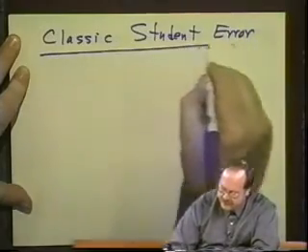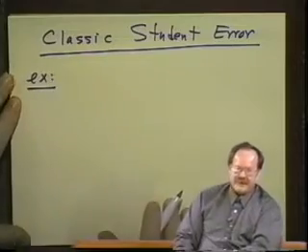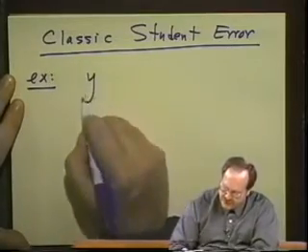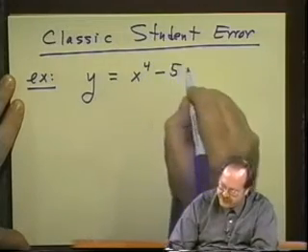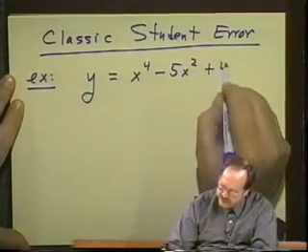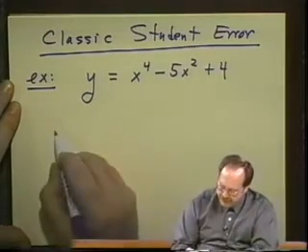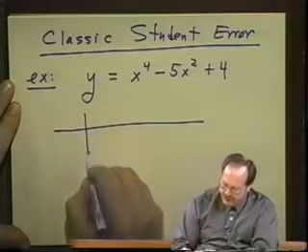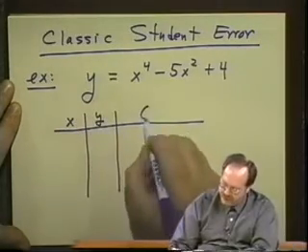Now here's what a student will do. Of course, this won't be you, but here's what a student might do. Here is an equation I give you. Y is equal to x to the 4th minus 5x squared plus 4. Now that's a little bit more complicated than the previous ones, but it doesn't matter. Let's go ahead and plot a few points by first creating a table as I've done before.